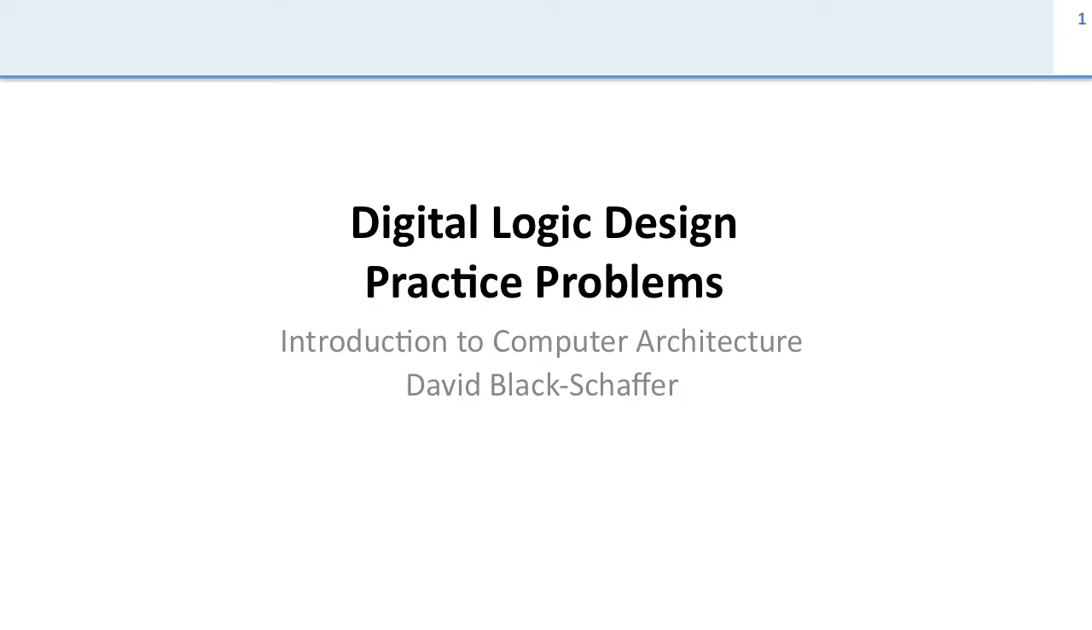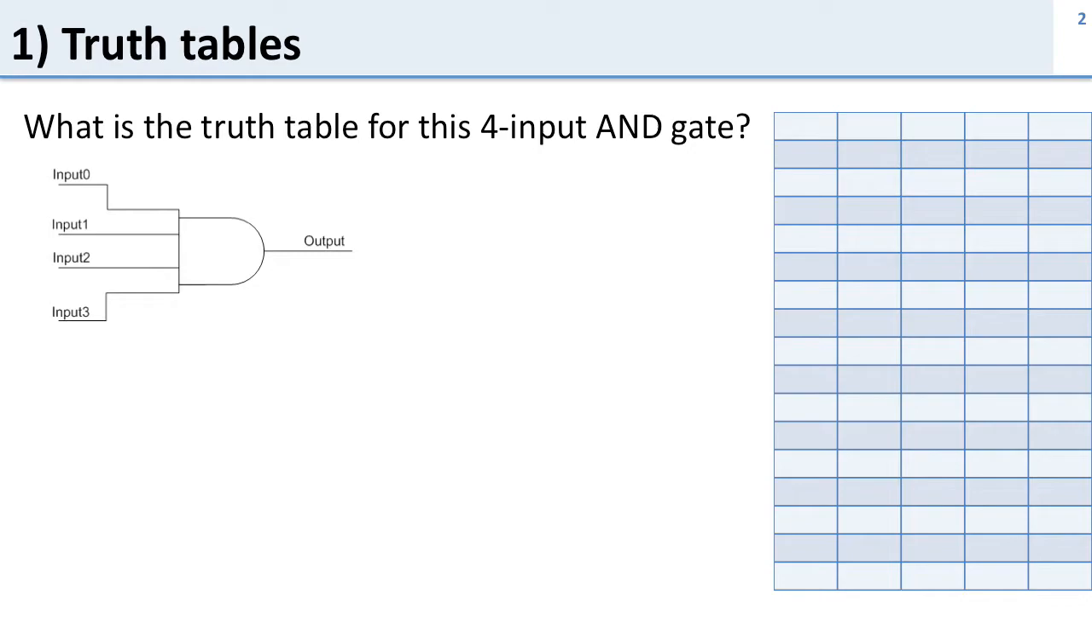Alright, so now let's go down through the solutions for the digital logic practice problems. So the first problem here was just what's the truth table for this 4-input AND gate. So it's a 4-input AND gate here, which means we're going to have 2 to the 4th, there's 16 possible inputs here. And it's an AND gate, so we know the output's only going to be 1 when all the inputs are true. So here's our truth table here.